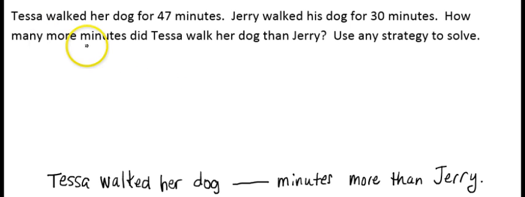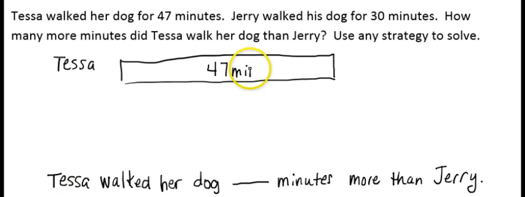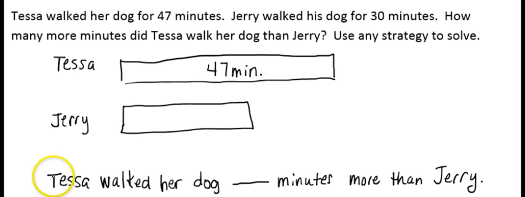I'm going to draw a tape for Tessa to show how long she walked her dog, and that was 47 minutes. So we'll give her a nice long tape, and this tape is 47 minutes. Jerry walked his dog for 30 minutes, and I'll give him a shorter tape showing that. So there's 30 minutes.